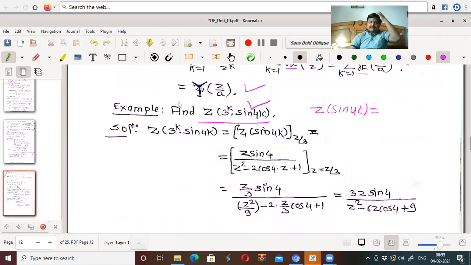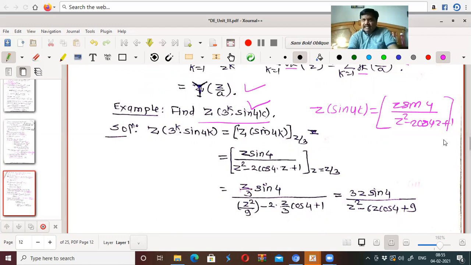Find the z transform of 3 to the power k into sine 4k. So what will we obtain? Z into sine 4 upon z square minus 2 cos 4 z plus 1. Therefore the z transform of 3 to the power k into sine 4k becomes this at z equal to z by a.